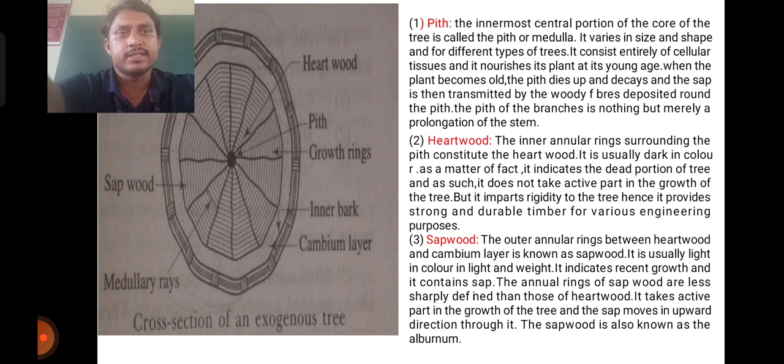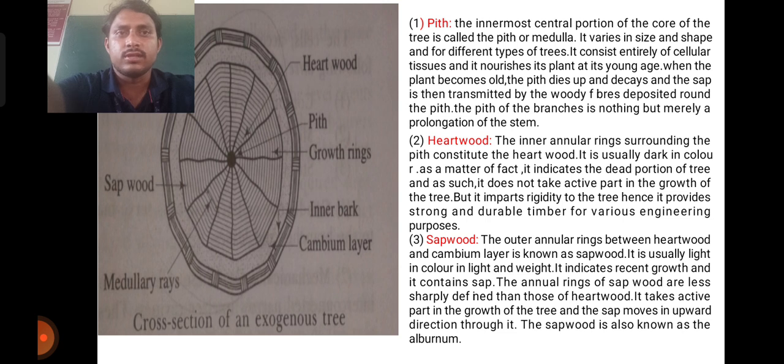So the second stage is the hardwood. It is placed adjacent to the pith. It forms the inner annular rings, which means circular rings are formed around the pith. It is usually dark in color. It indicates the dead portion of the tree, such that it does not take an active part.